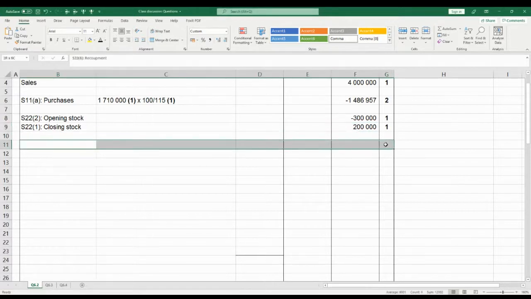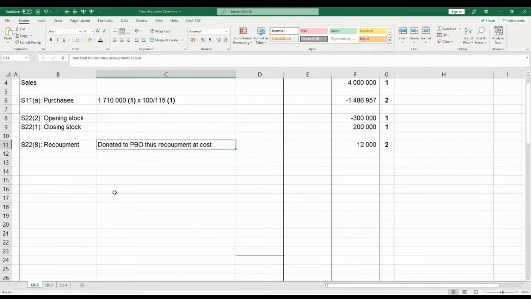Okay, so let's firstly show the recoupment amount. It is donated to a PBO, so therefore it is donated at cost, which is the 12,000 Rand. Okay, so that's why the cost was applicable. Now, we park the second bit of number 4 until we get to the end of the calculation to work out how much we can deduct for the donation we have made.